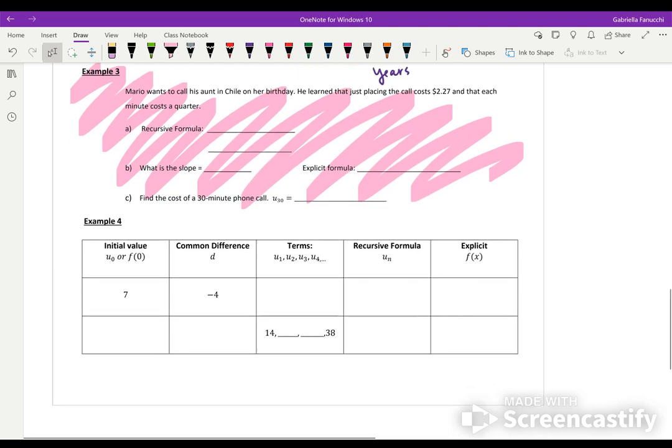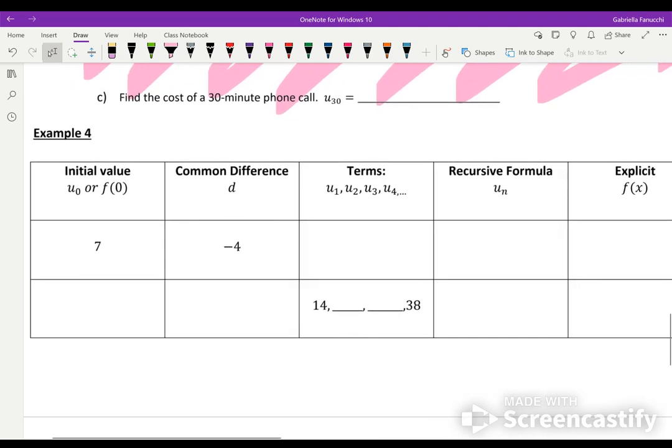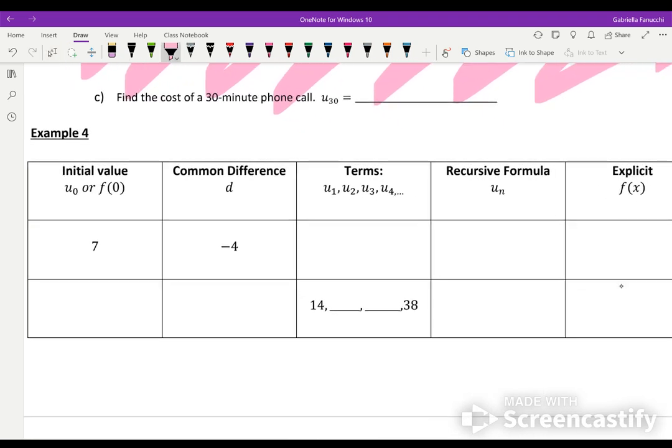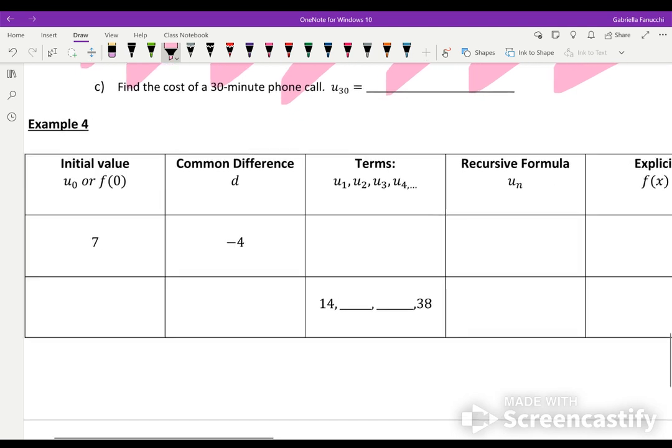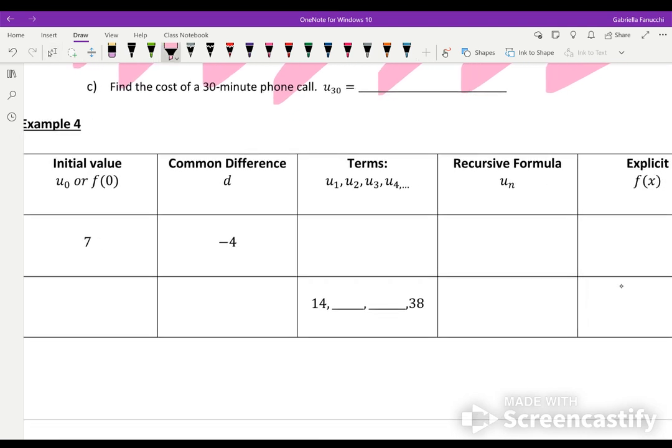All right, so for example 4, we are given the initial value u sub 0 or f of 0. We're given the common difference. We want to find the terms. We need to do the recursive formula and also the explicit. So this is how it's going to go. We're starting at 7 and we're subtracting 4. So our first 4 terms, pay attention.